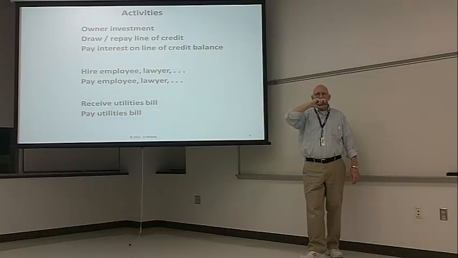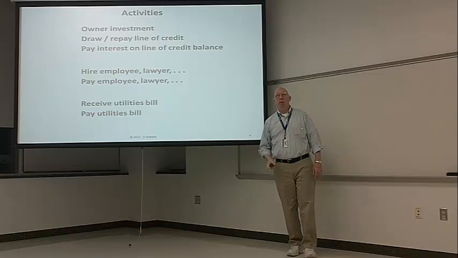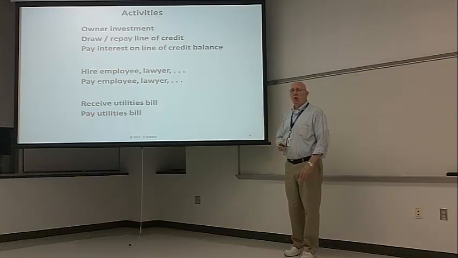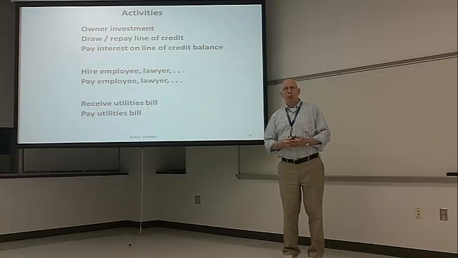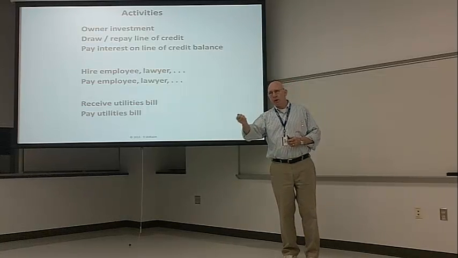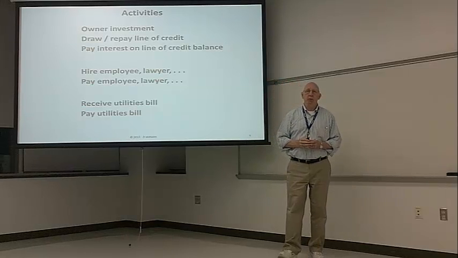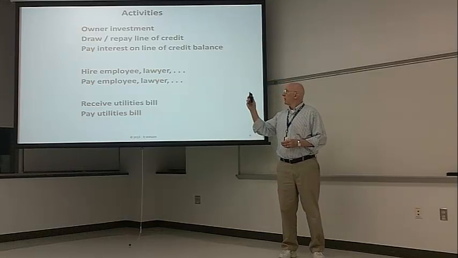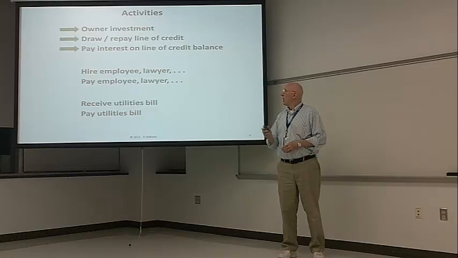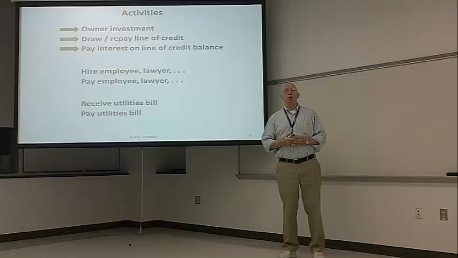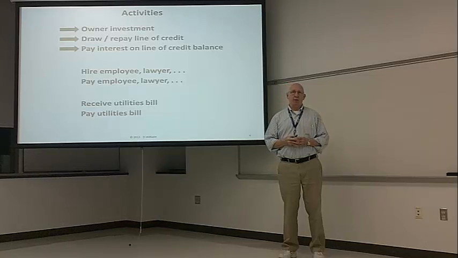So, the activities that might happen in a business are the owner invests some money. He might draw from a line of credit or repay some of the principal on a line of credit, and he's going to have to pay interest on the line of credit. All three of those items do show up on the cash flow statement. They all involve cash.